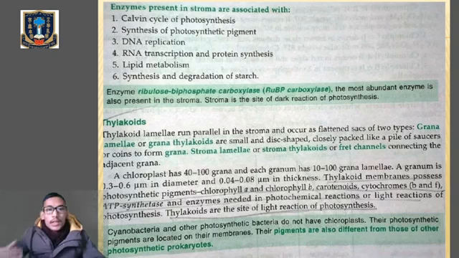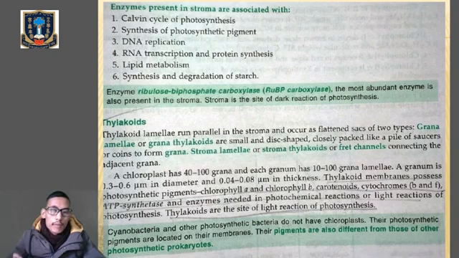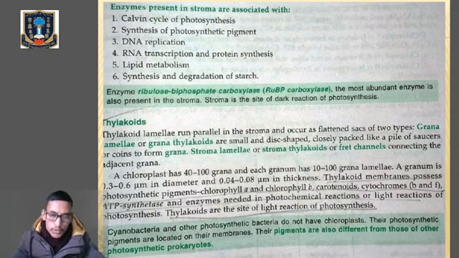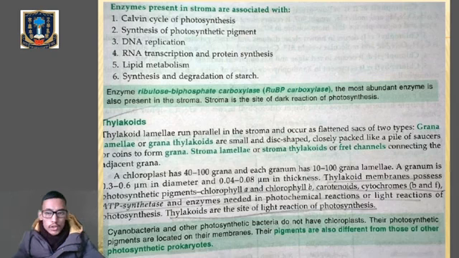What are they associated with? It contains the enzymes that help in the Calvin cycle of photosynthesis. We will discuss it in the next class. Synthesis of photosynthetic pigments takes place in the stroma. DNA replication, RNA transcription, protein synthesis, lipid metabolism, and synthesis and degradation of starch, all these events take place in the stroma.